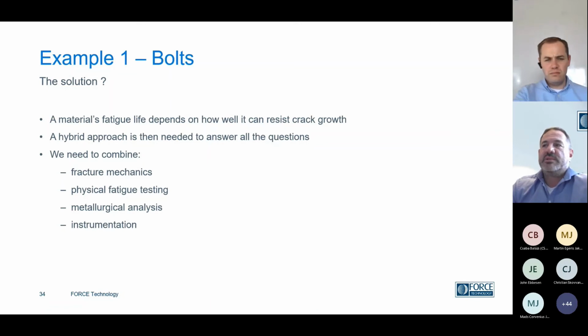So the message here is that if you do fatigue testing because you want to get a tick in the box because it's a requirement, then it's an easy approach. But if you have an issue and you want to find out what's happened, what your options are, and what the risks are, you need to go for this hybrid approach and bring in some of the other specialisms.